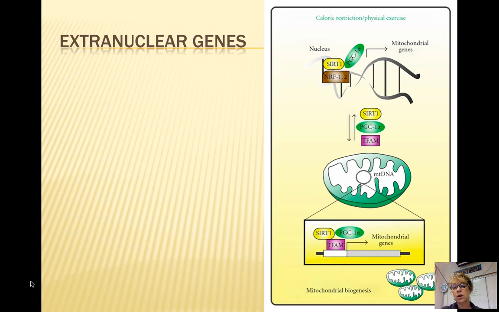Extranuclear genes is DNA that can be found in the mitochondria and the chloroplasts. Mitochondria and chloroplasts reproduce and pass their DNA to their daughter organelles. DNA in the mitochondria and chloroplasts comes from the female parent, from the mother, because you only get cytoplasm from an ovum. Sperm do not have any cytoplasm.